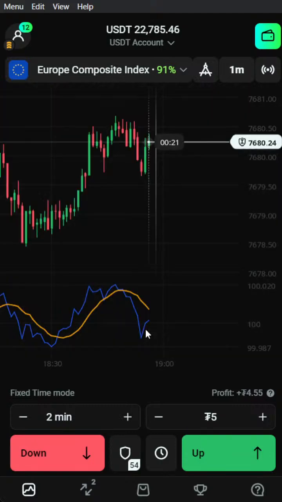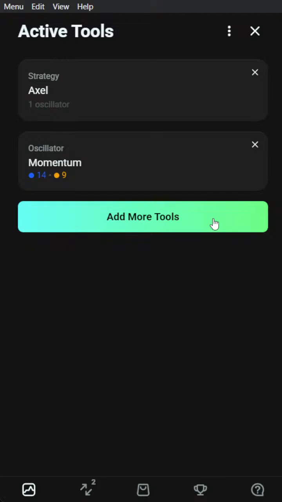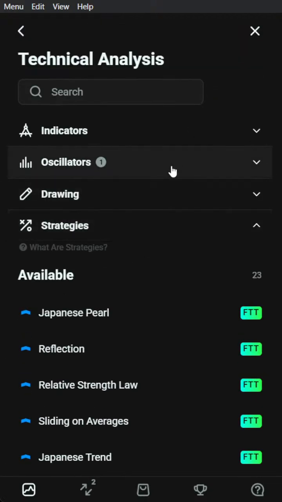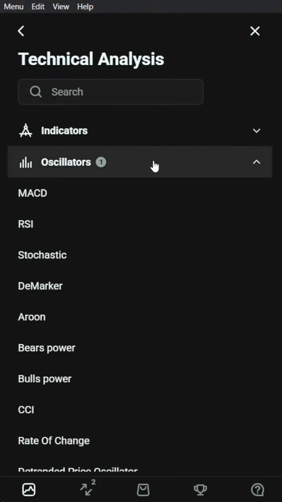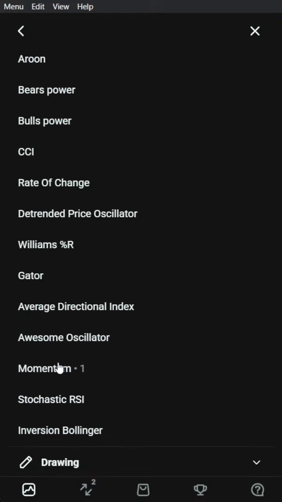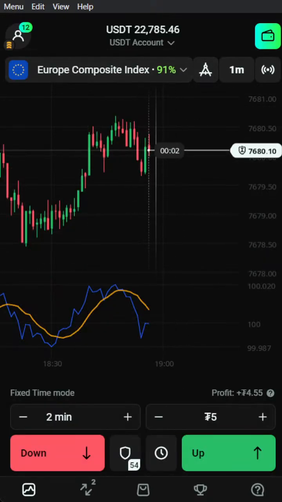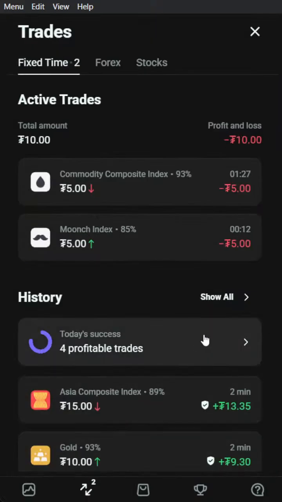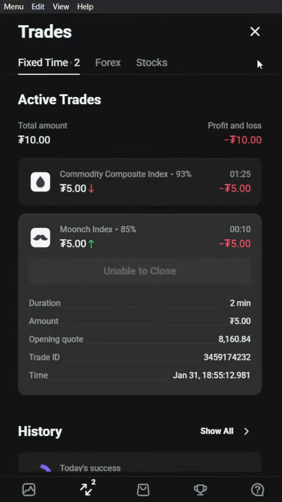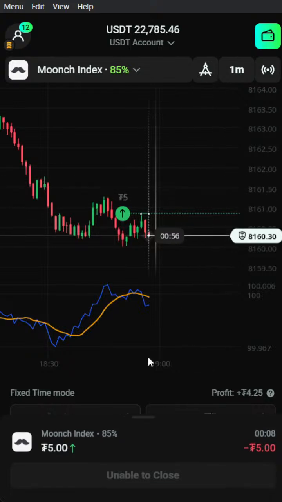If you are on starter level, you can just go to, for example, technical analysis, and this list opens up. You can go to oscillators, scroll a bit down and enable the momentum oscillator. You will have your own AXEL strategy applied. You don't have to do anything, no settings here and there. Nothing has to be done. Automatically it will be applied.